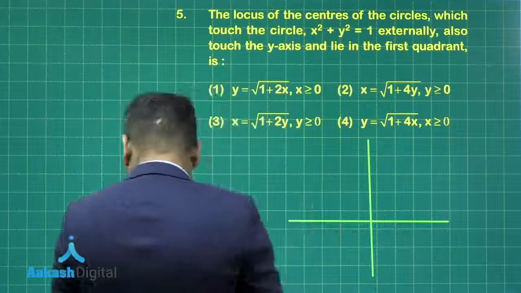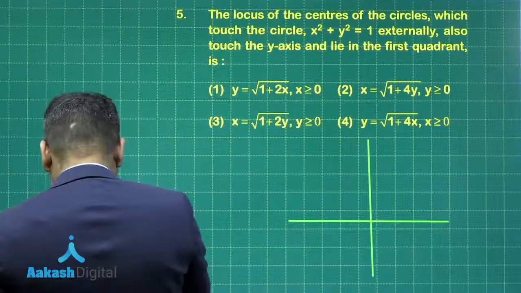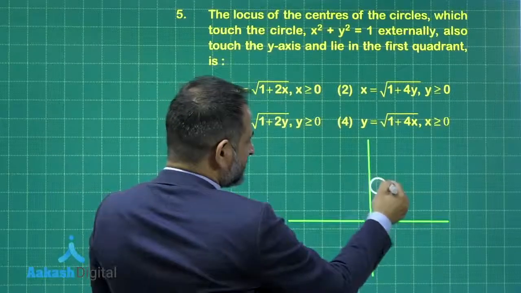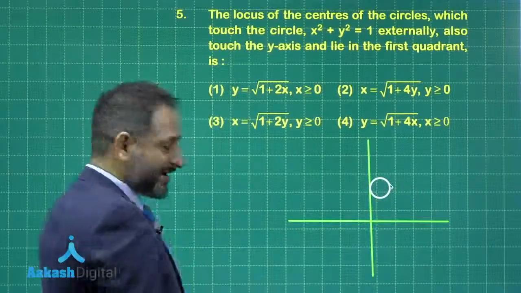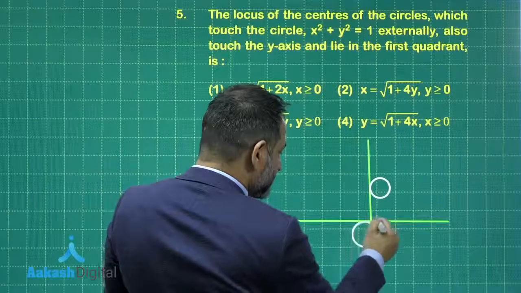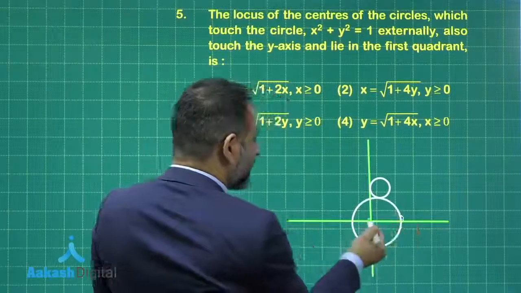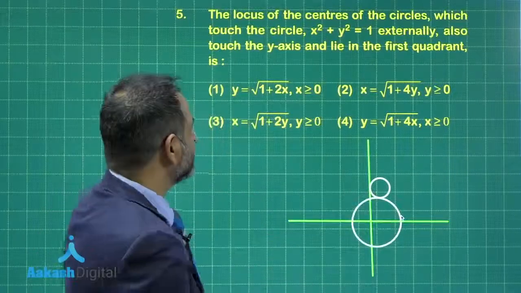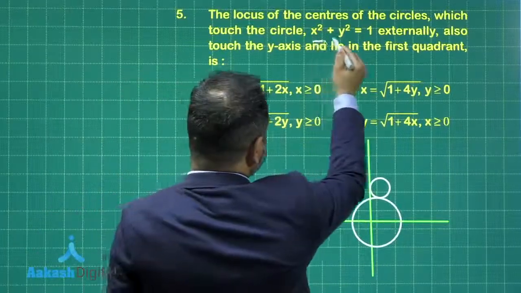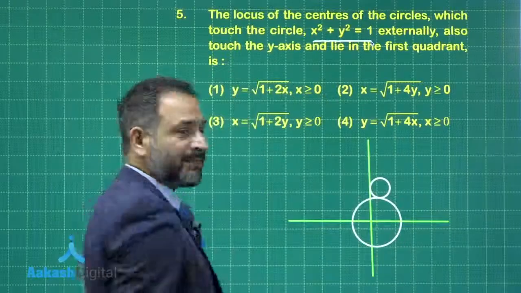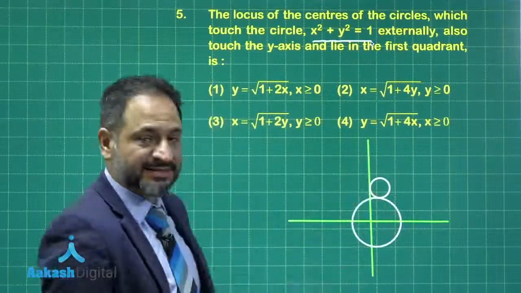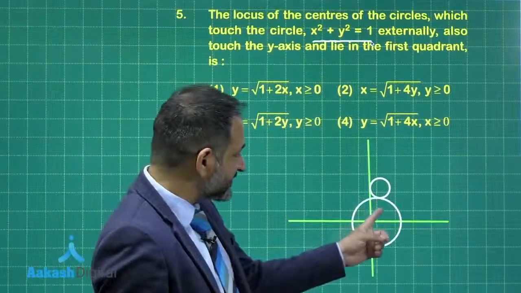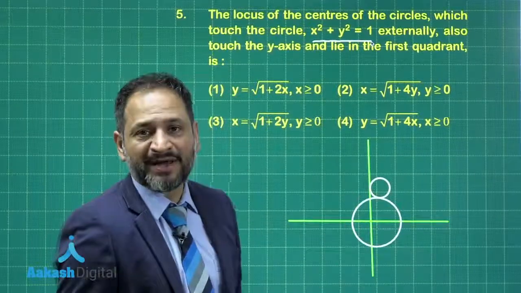So here we are going to draw two circles. One circle is here which is touching the y-axis and another circle is definitely this one having center at origin. So this is a fixed circle. So x square plus y square equal to 1 is this circle, and this circle is a variable circle which is touching this circle as well as y axis.